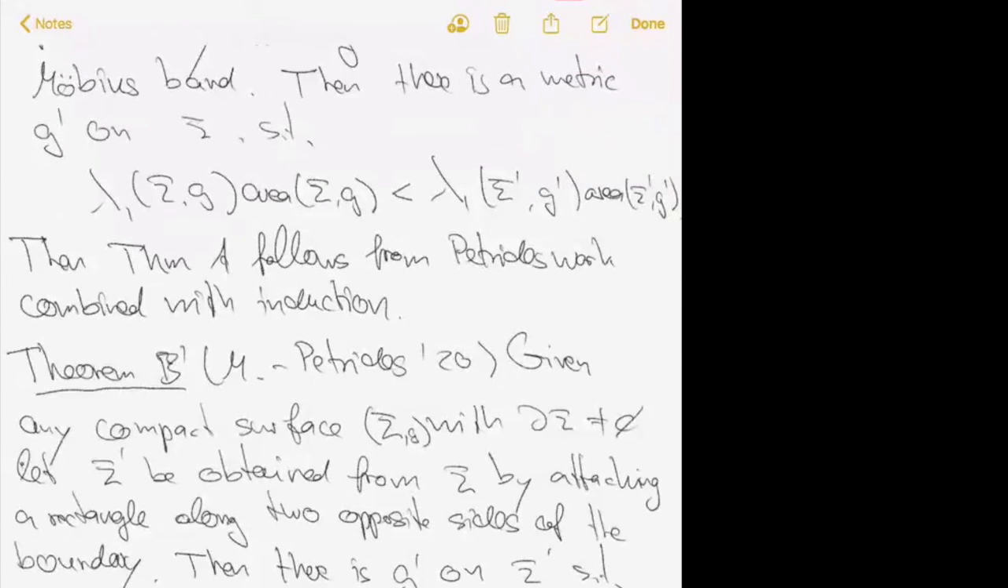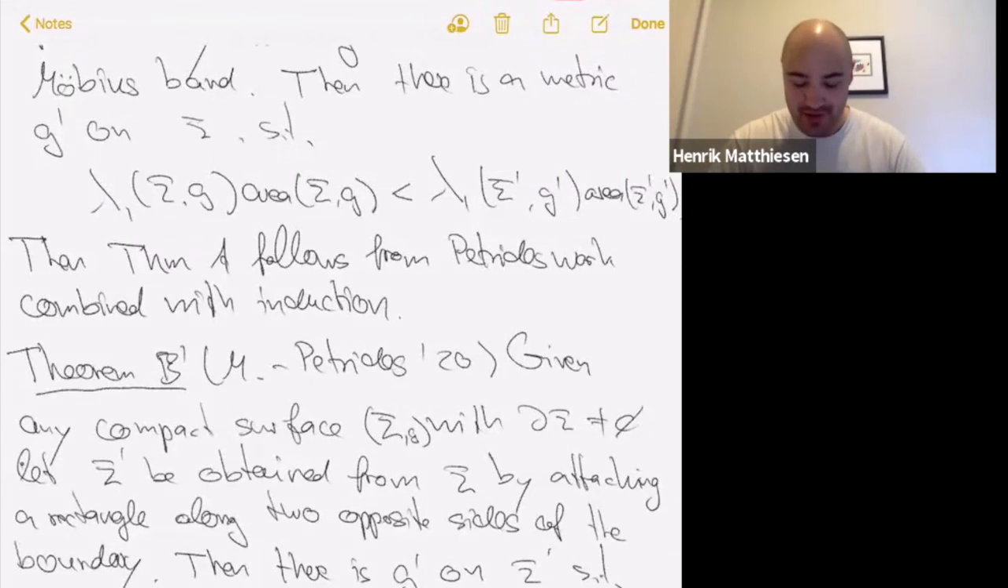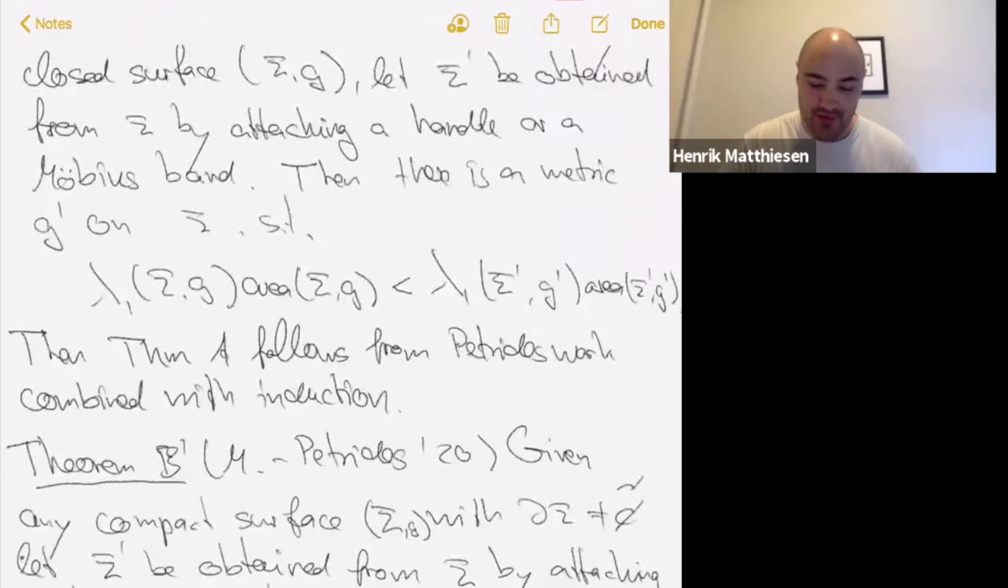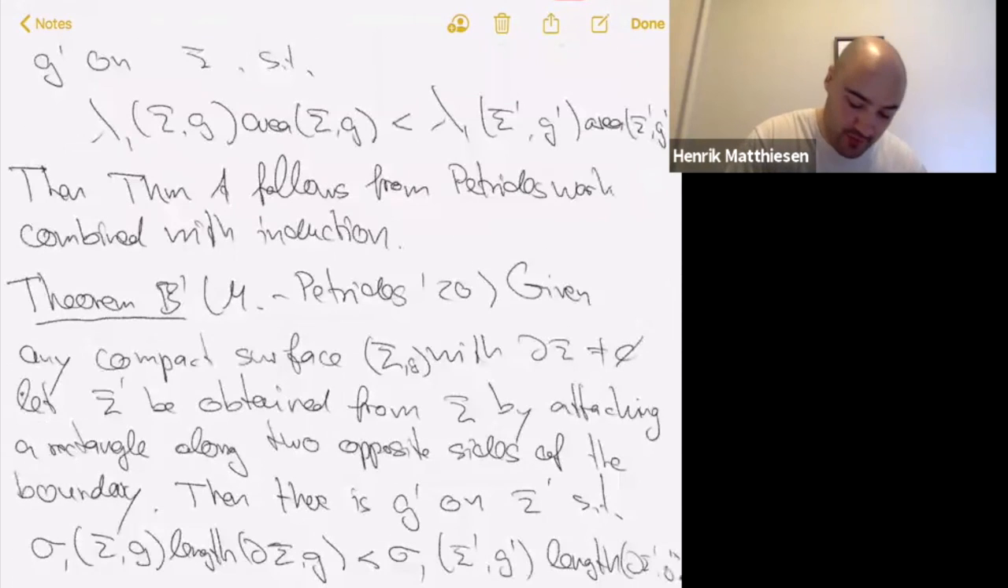When you say two opposite sides of the boundary, you mean they have to be on the same boundary component? Let me draw a picture, okay, and then talk about exactly that question. So let me draw two pictures. Let me first of all draw the picture for theorem A. I'll discuss your question in a second as well.